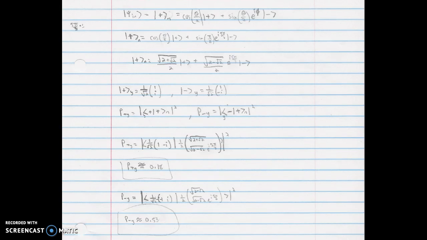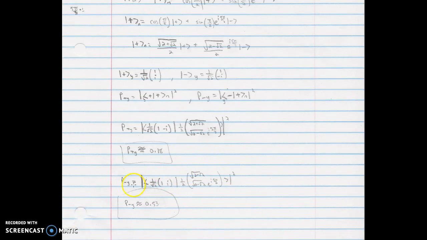Then we essentially do the same steps for the negative y direction. Again, the adjoint is sign flipped, so we have an i here instead of negative i. And when we analyze this, we get a probability of around 0.53. And that is it for problem 2.8.